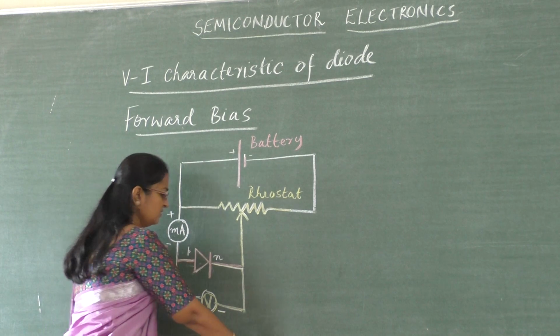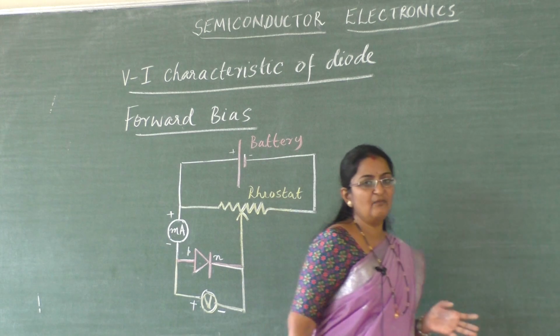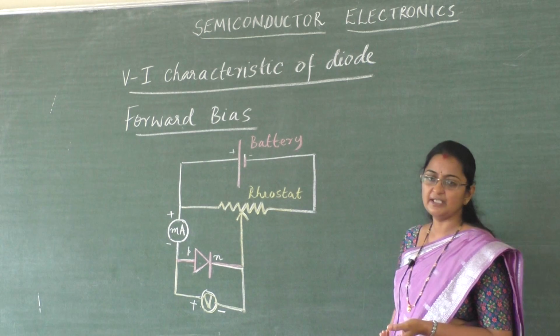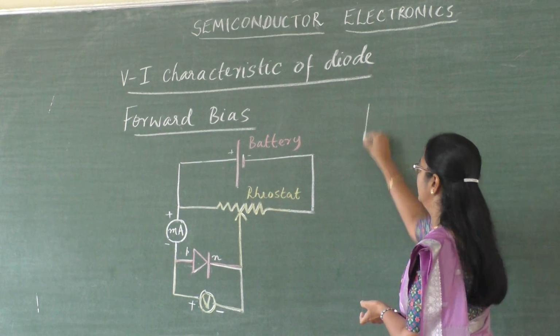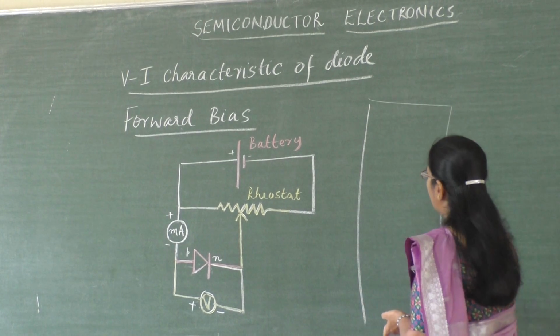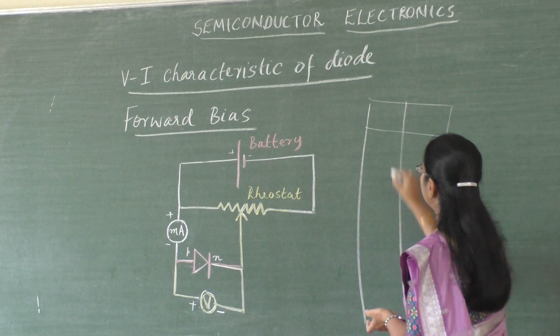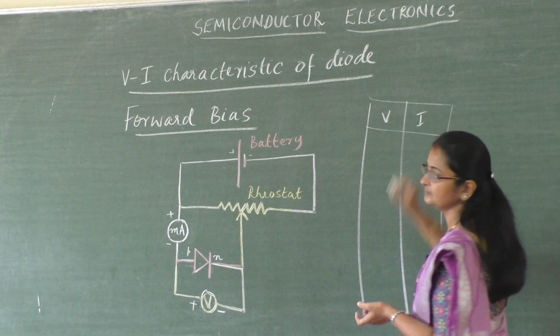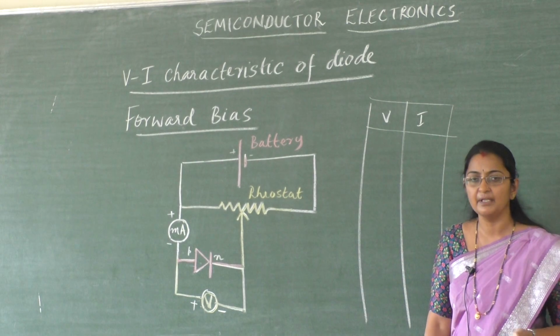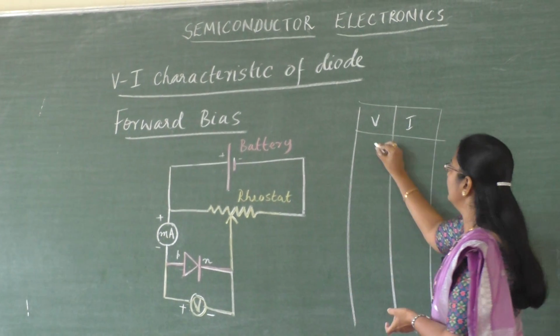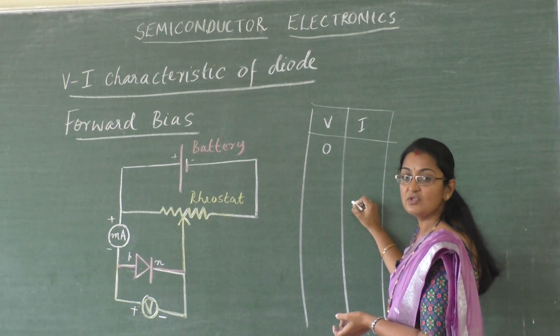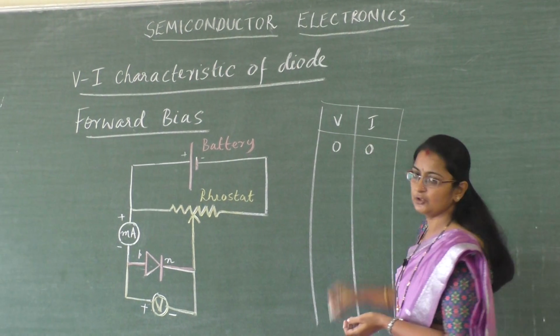Now, just some typical values. When you switch on the battery, let me write some arbitrary values. You may not get exactly the same values. So, for example, initially voltage is 0. So, we get here current also 0.